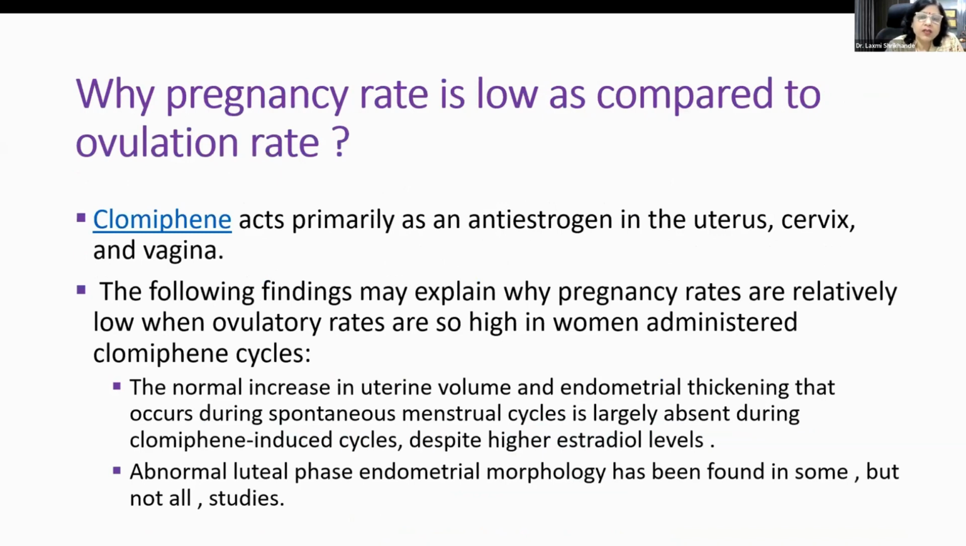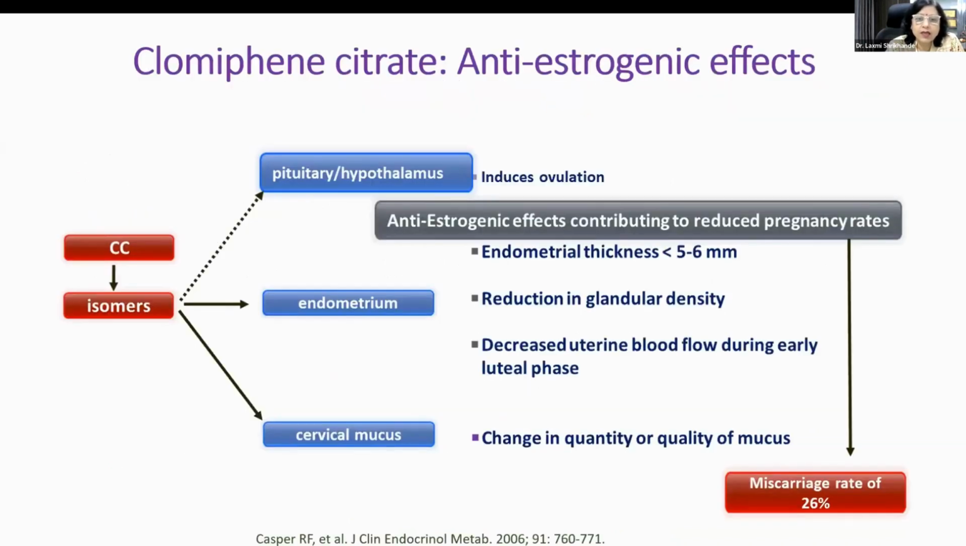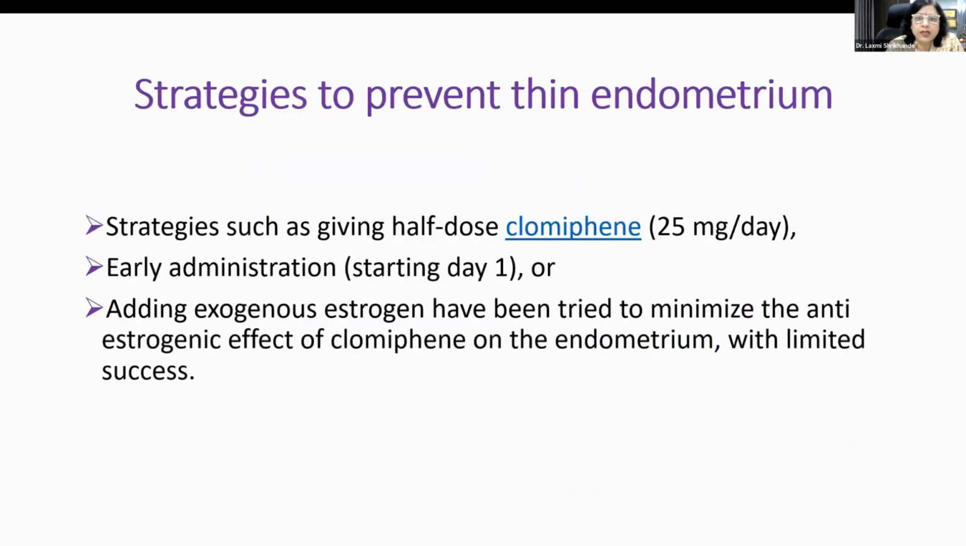Why is this pregnancy rate so low as compared to the ovulation rate? You all know that it has an anti-estrogenic effect which contributes to the reduced pregnancy rates. So do we have any strategies to counteract this anti-estrogenic effect? You can try giving half dose of clomiphene, that is 25 milligram per day. You can start from day 1 or you can add exogenous estrogens.